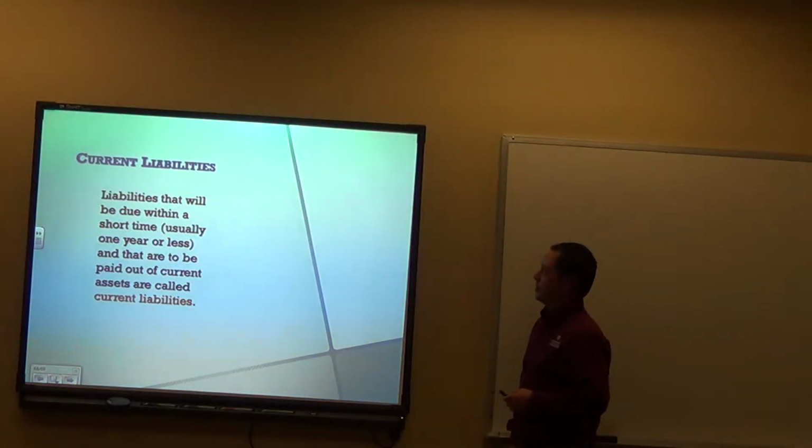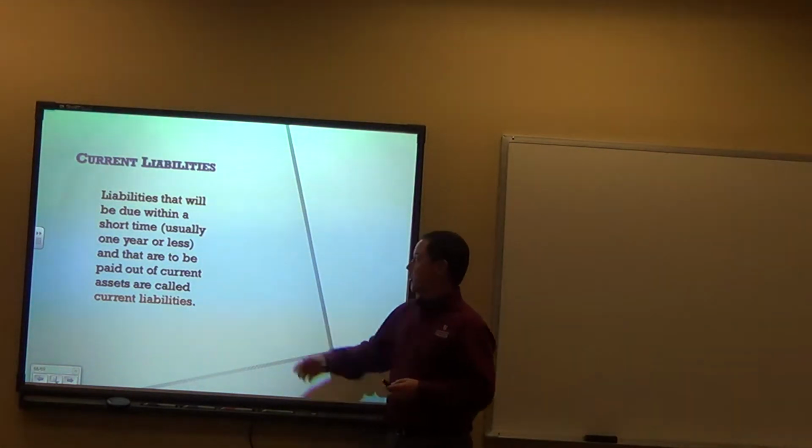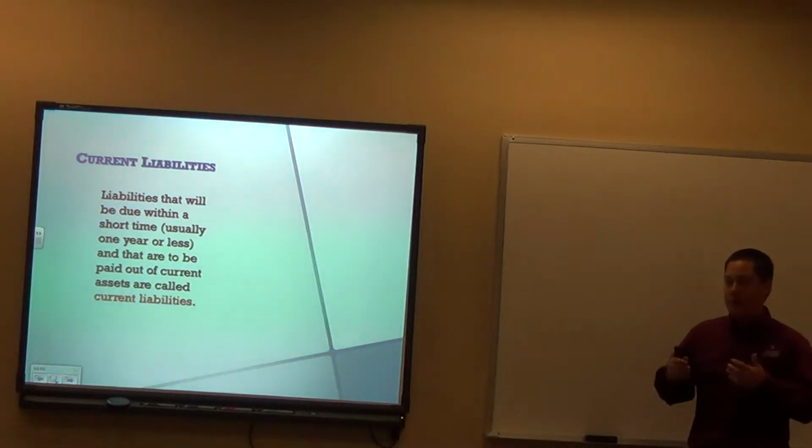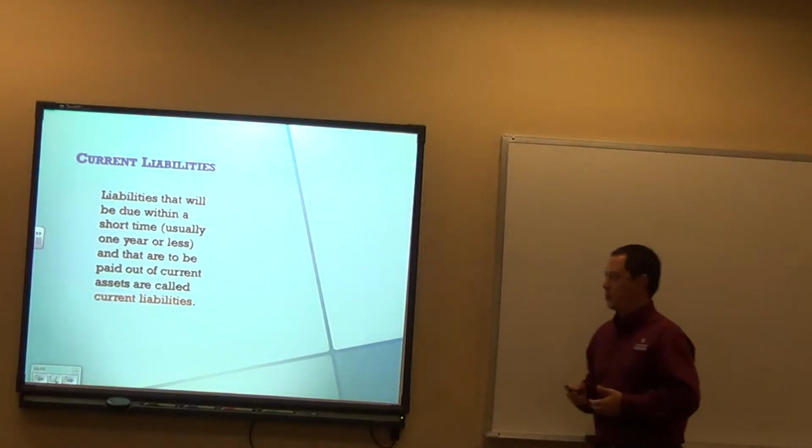All right, current liabilities. These are liabilities that are due within a short time, usually within a year. Those are the things that are called current liabilities. All those that we looked at before, within the next year, we're going to be paying those off.